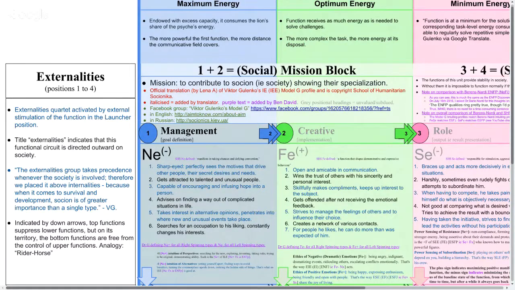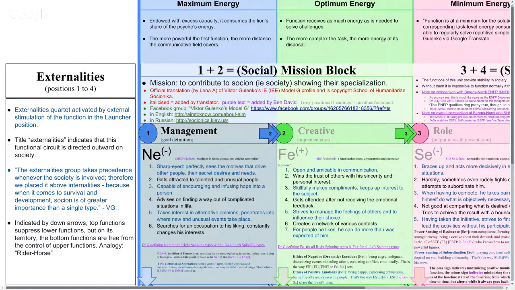So as you see here, externalities, I'll go through this. This is all of the positions across 1, 2, 3, 4. Externalities quartet activated by external stimulation of the function in the launcher position. So that actually starts first. The launcher position for ENFP is TE. We'll get to that later.